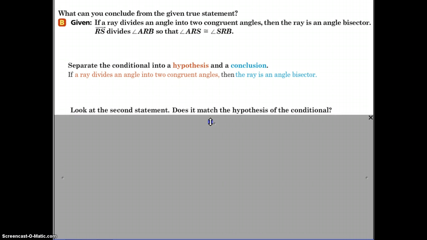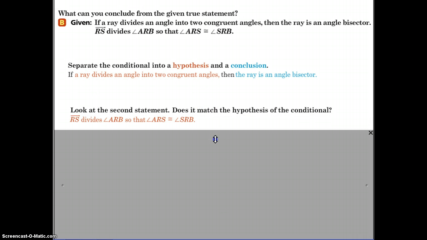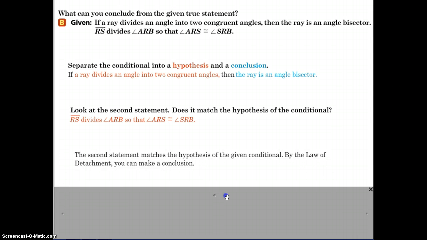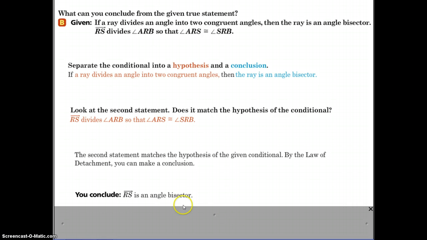So let's look at our second statement and see if it matches our hypothesis. Our second statement is ray RS divides angle ARB, so that angle ARS is congruent to angle SRB. Well, yeah, that matches. A ray divides an angle into two congruent angles. So our hypothesis matches, which lets us know that our second statement matches our hypothesis. We can conclude that ray RS is an angle bisector.